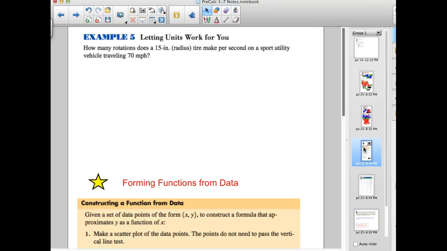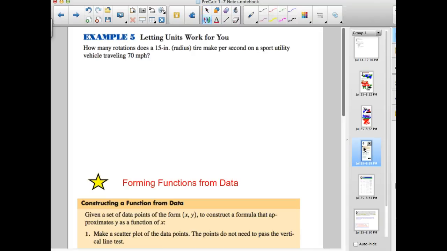All right, question 5. It says, let the units work for you. We're going to use some dimensional analysis where we use the units and help cancel them out to help us convert this. It says, how many rotations does a 15-inch radius tire make per second? So rotations per second on a sport utility vehicle that's traveling 70 miles per hour. So we know the speed, 70 miles per hour.